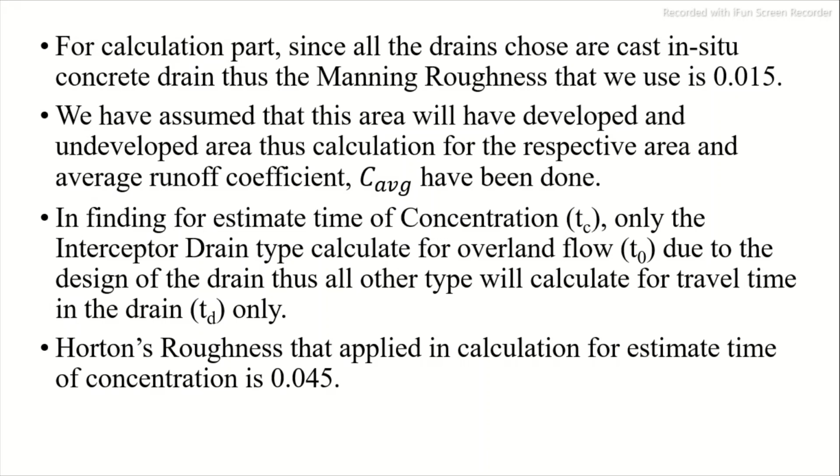For the calculation part, since all the drains chosen are cast in situ concrete drain, thus the Manning roughness that we use is 0.015. We have assumed that this area will have developed and undeveloped area, thus calculation for the respective area and average runoff coefficient have been done. In finding the estimate time of concentration, only the interceptor drain type calculates for overland flow due to the design of the drain, thus all other types will calculate for travel time in the drain only. Horton's roughness that applied in calculation for estimate time of concentration is 0.045.